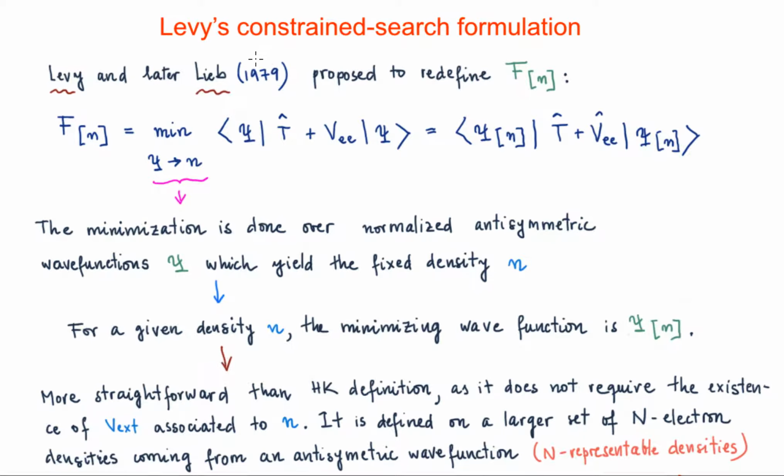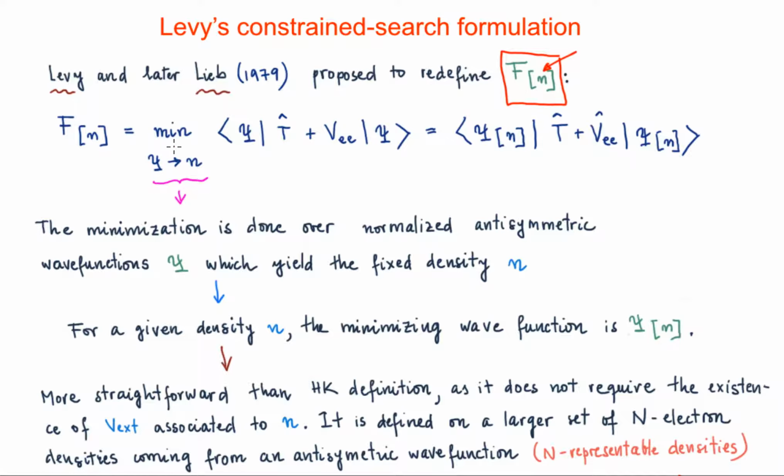Here we're going to describe Levy's constraint search formulation, which is going to be really useful to redefine the universal functional of the electronic part in the Hamiltonian as a function of the electronic density. It was proposed by Levy first and later by Lieb in 1979. They defined this universal functional in the following way.